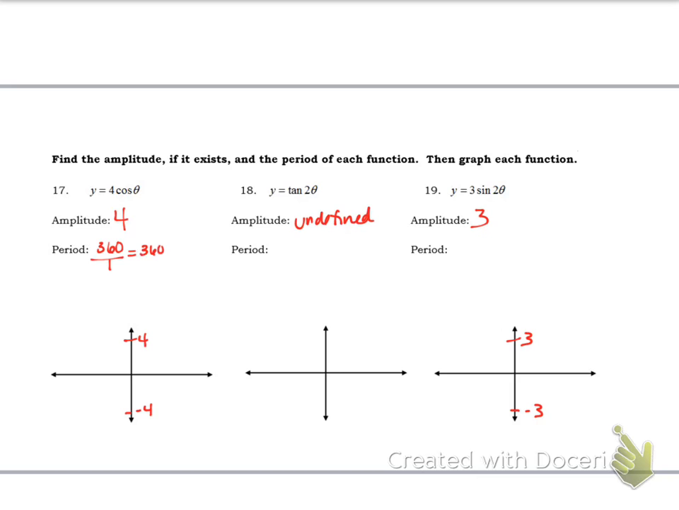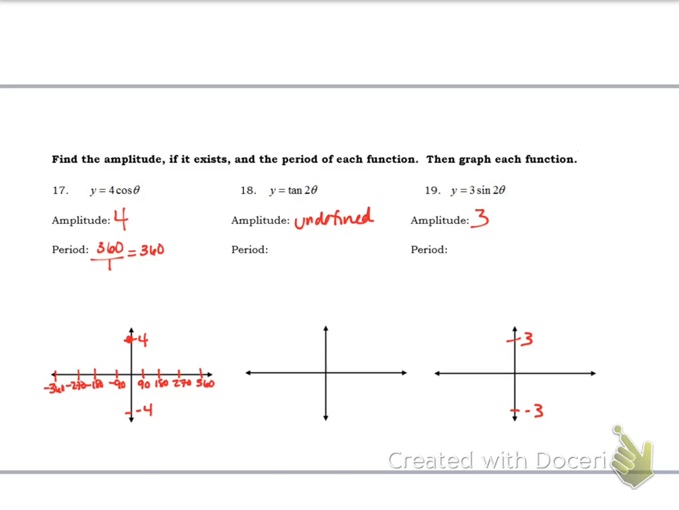So my left to right is my normal, so 90, 180, 270, 360, negative 90, negative 180, negative 270, negative 360. Okay, cosine doesn't start in the center, it starts at the top.